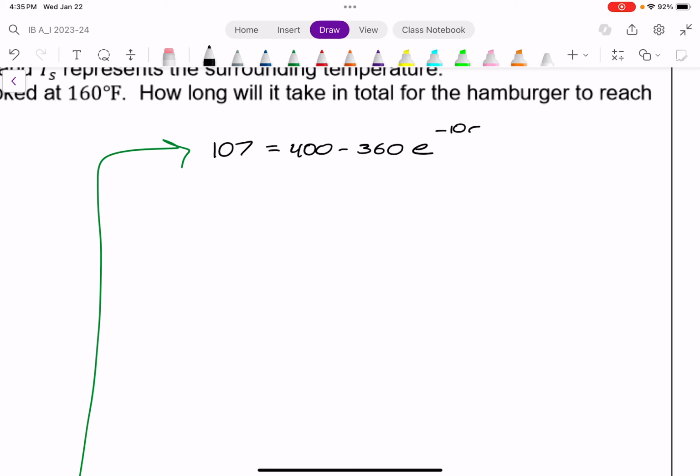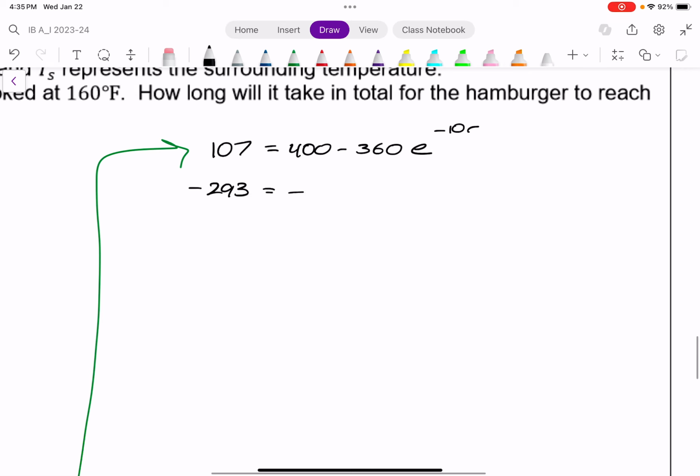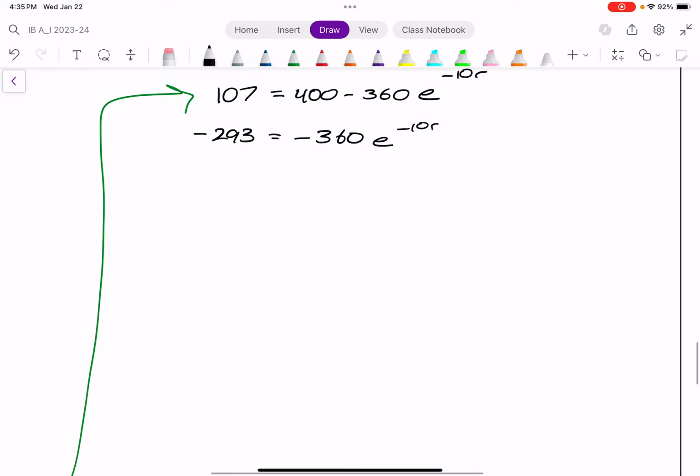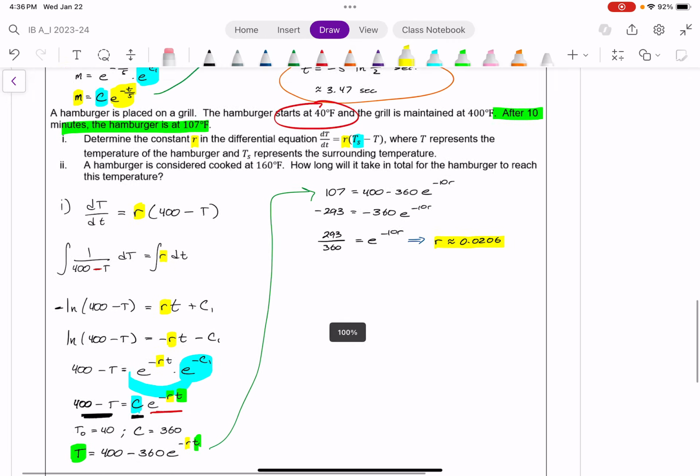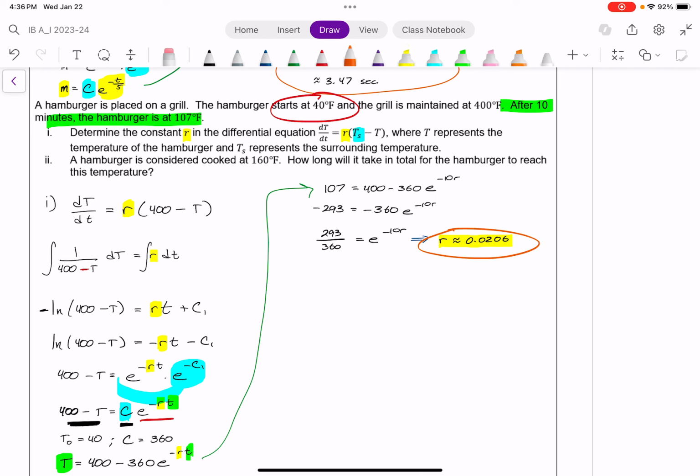Depends how exact you want to be. Should be pretty quick to do it algebraically. Subtract 400 from both sides. You get negative 293 equals negative 360 e to the negative 10R. Divide both sides by negative 360. We get, I'll write as a fraction, positive 293 over 360 equals e to the negative 10R. Find the natural logarithm of both sides. Divide both sides by negative 10. We get to an exact value if we want, but we don't need that. So we should get to R being approximately 0.0206. Now, there's more accuracy in my calculator, but we have question 1 done, which is what's the value of R.